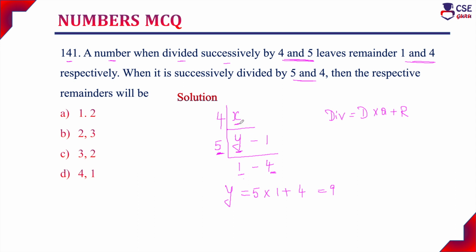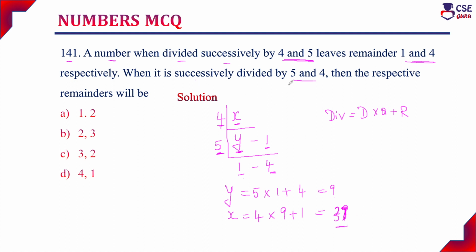If you want to find the x value, in this step 4 is considered as the divisor, y is the quotient and 1 is the remainder. So 4 divisor into quotient y, which is 9, plus remainder value 1. So the value is 37, and this is the dividend value. So the dividend is 37.